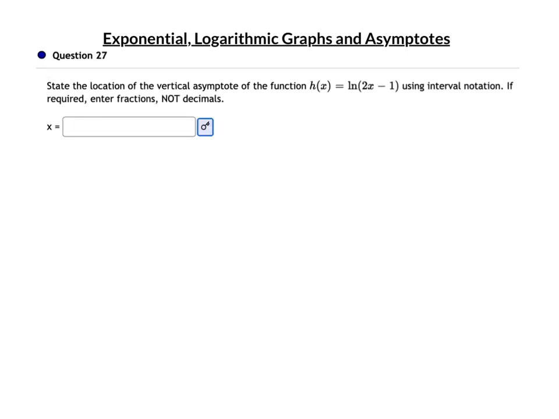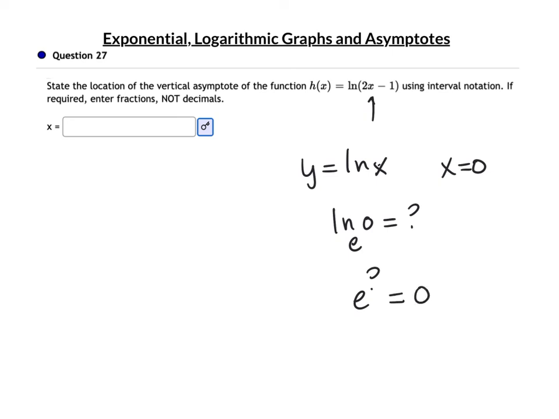And question 27, our last one here, has some transformations going on. We know that in y equals the natural log of x, that we just looked at in the previous question, the asymptote is the y-axis, or the equation is x equals 0. And the reason for that is I can't take the natural log of 0. There's no power of e that makes 0. That doesn't work. So I can't plug in 0 there. That's where the asymptote is.